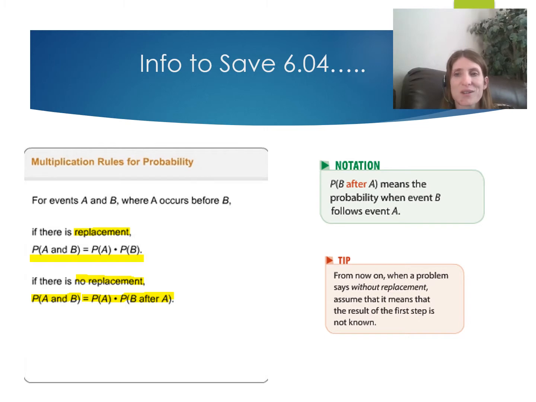Okay, so some notation. P of B after A means the probability when event B follows event A, and there is no replacement, okay? So a little tip, from now on, when a problem says without replacement, assume that it means that the result of the first event is not known, okay? So we'll talk about what that means. My camera went right there and I can't move it, so hopefully you can see it. If you can't, I will minimize that once it's over.